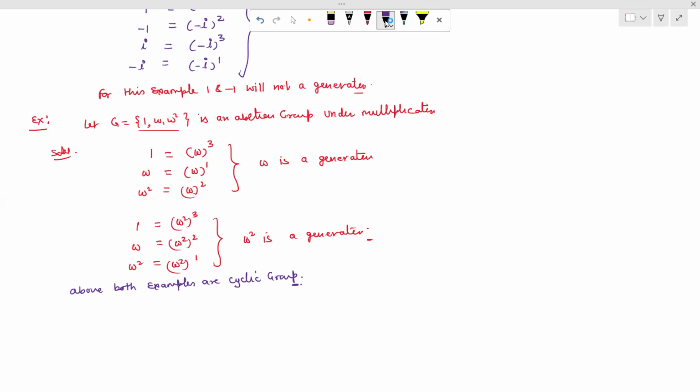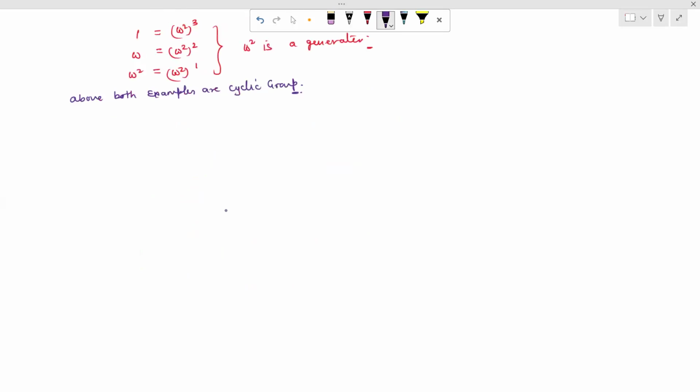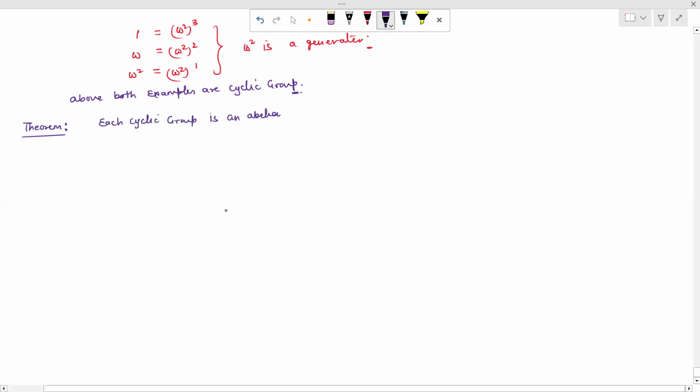Now we move to an important theorem. The statement of the theorem is: each cyclic group is an abelian group. Abelian group means it follows the commutative property. So first we shall prove this theorem.